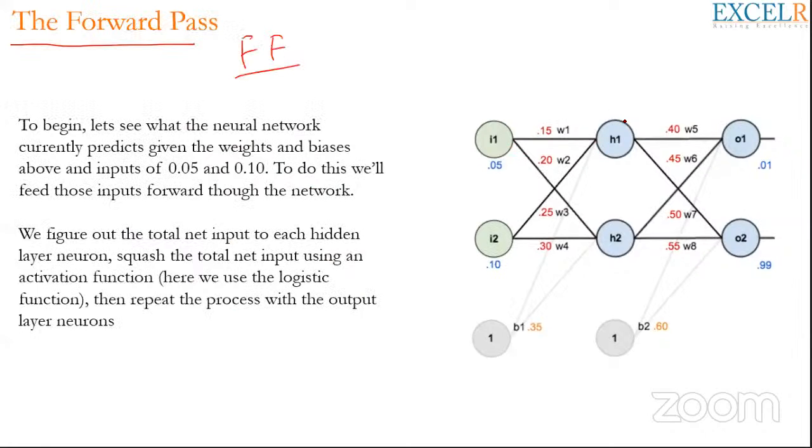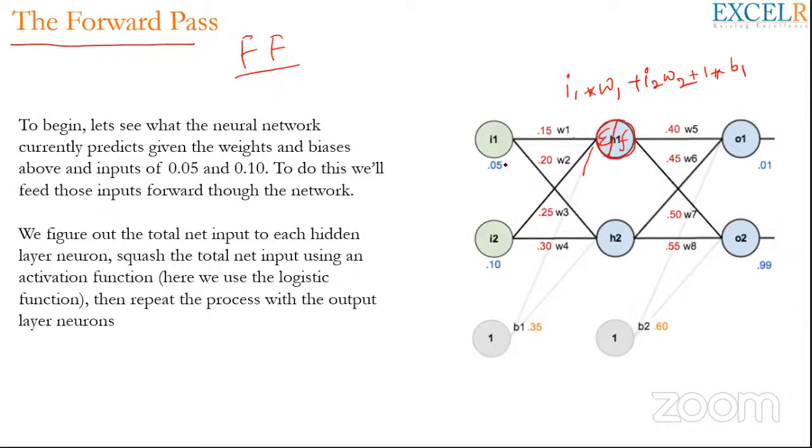So first, let us focus on this H1. As we discussed, H1 applies an activation function to a summation. How many inputs are we receiving at H1? We are receiving 1, 2, and 3, and this is the bias. Let me write it down here. The input from I1 is multiplied with weight W1, plus I2 times W2, then the bias, which is nothing but 1 into B1.